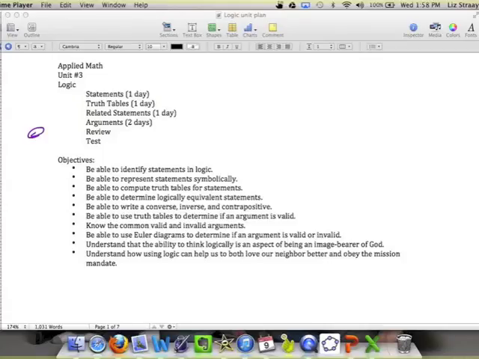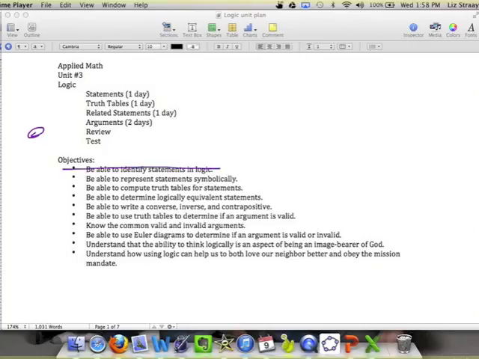Okay, our first one says be able to identify statements in logic. What we were studying there is that commands are not statements. So "do your homework" is not a statement as far as logic is concerned, and questions are not statements. That one won't be tested specifically.